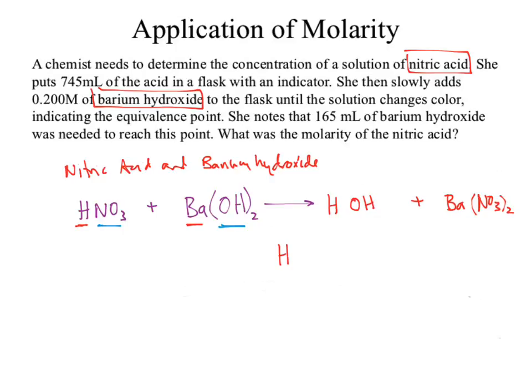Hydrogen. How many hydrogens on the left? I heard 1. That's an interesting question. Why 1 and not 3? Who said 1? Did you say 1? Why did you say 1? Because you want to keep hydroxide together. Did hydroxide change in the course of this reaction?